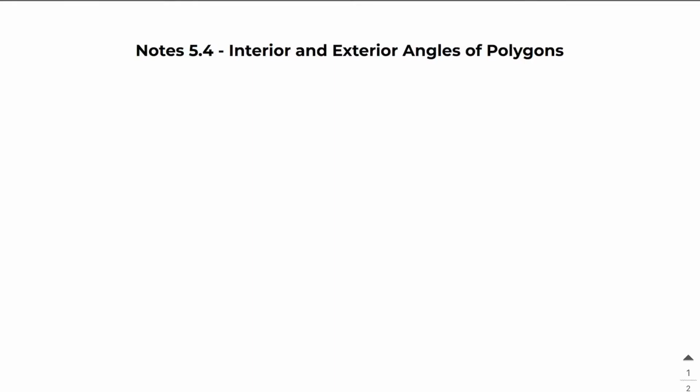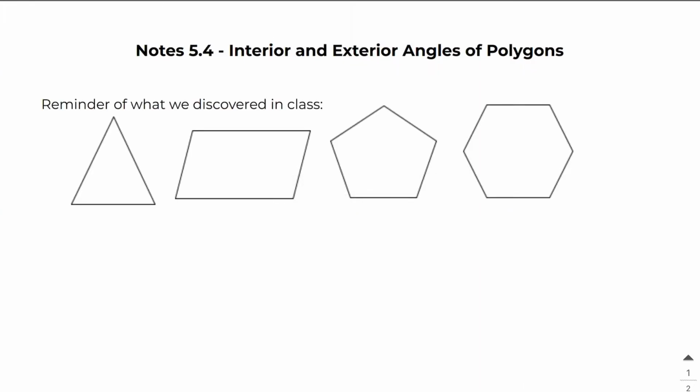Hi everyone, notes 5.4 are on interior and exterior angles of polygons. Just a reminder of what we discovered in class: if you take a look right here in our triangle, the angles in a triangle add up to 180. So we know that these three angles should add up to 180.